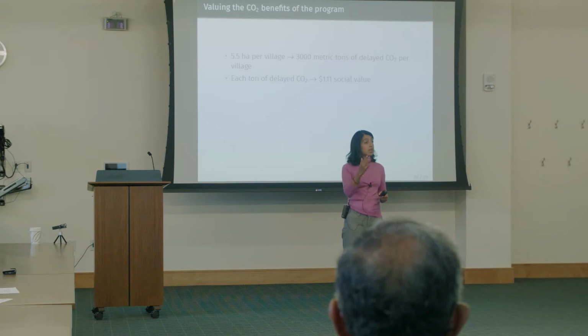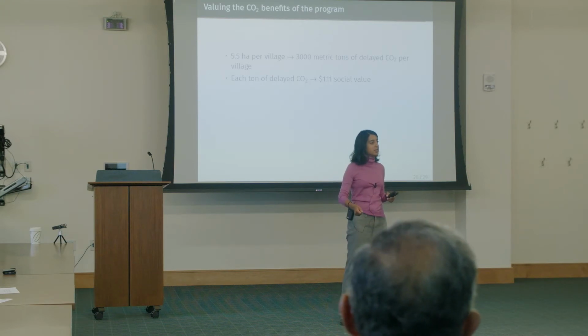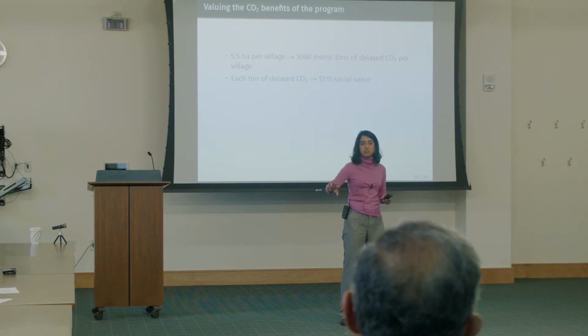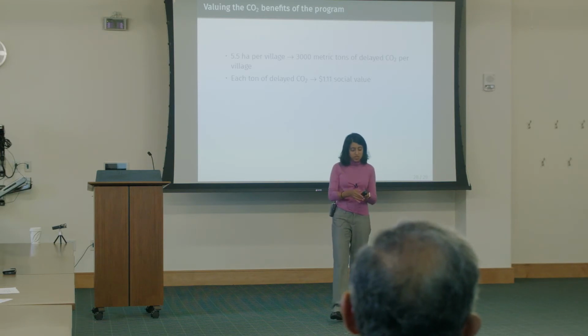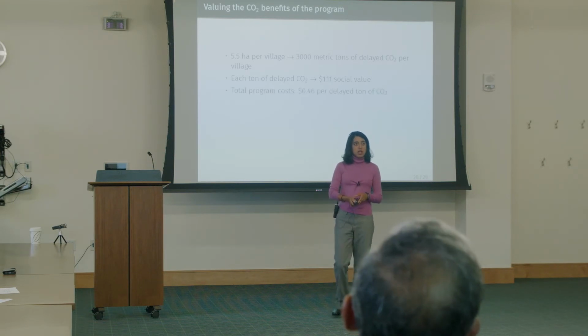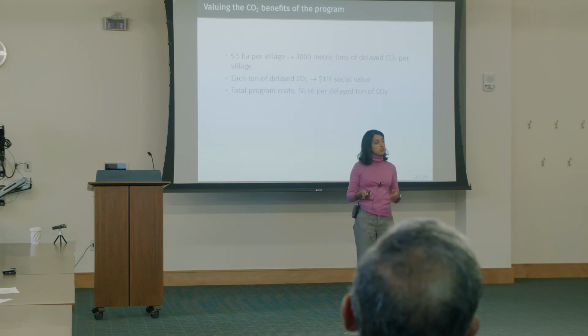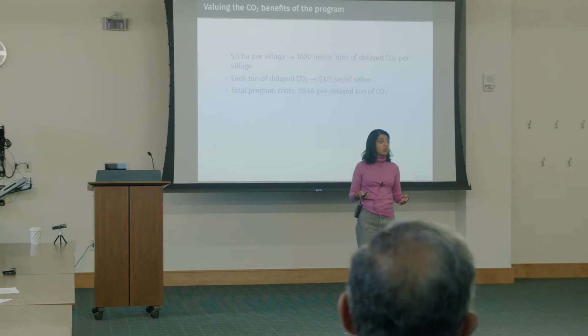And then we have to make assumptions of how long. The most important assumption is, what will people do after the program ends? Because how long you've delayed this depends on whether people cut everything the day the program ends, or they go back to business as usual, or things like that. So we take a pretty conservative assumption. And then we can think about the program costs, and that's both the payments and the administrative costs, and that's 46 cents per delayed ton of CO2. We can put it in these same units, and so that benefit is larger than the cost.